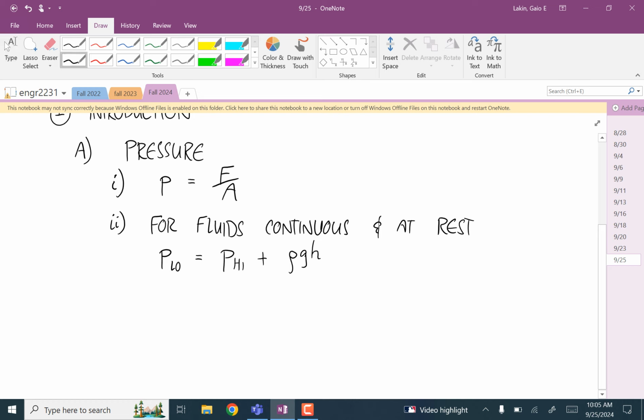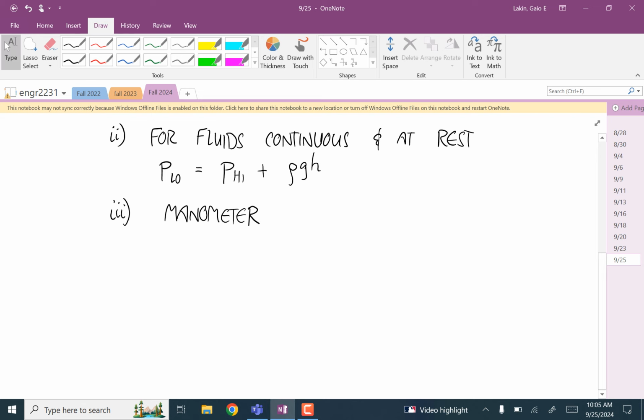You also can use this equation for two common types of instruments for measuring pressure. The first one is a barometer. Well, I don't know which order I did. I think I actually maybe did a manometer first. Let's do that first. Right. And so a manometer is for measuring the pressure in a confined gas.